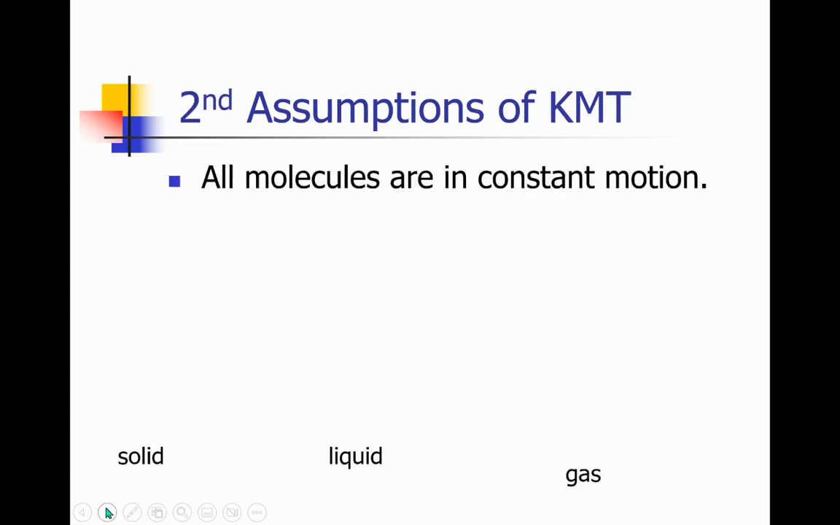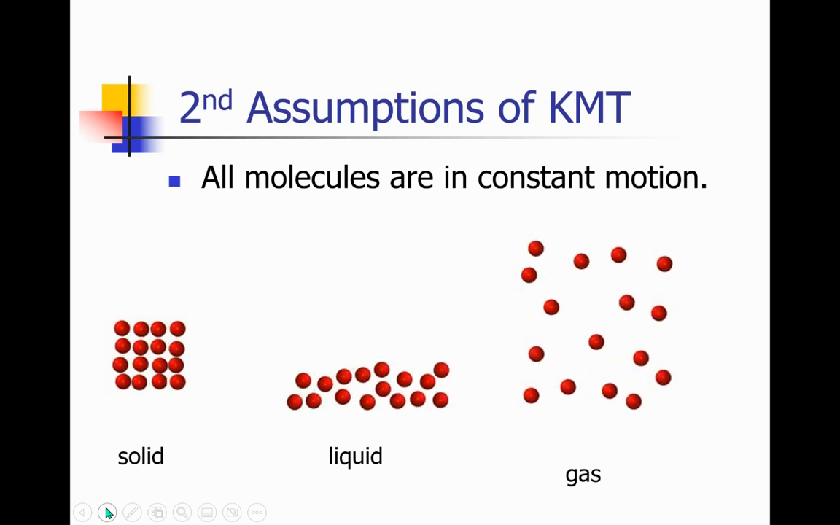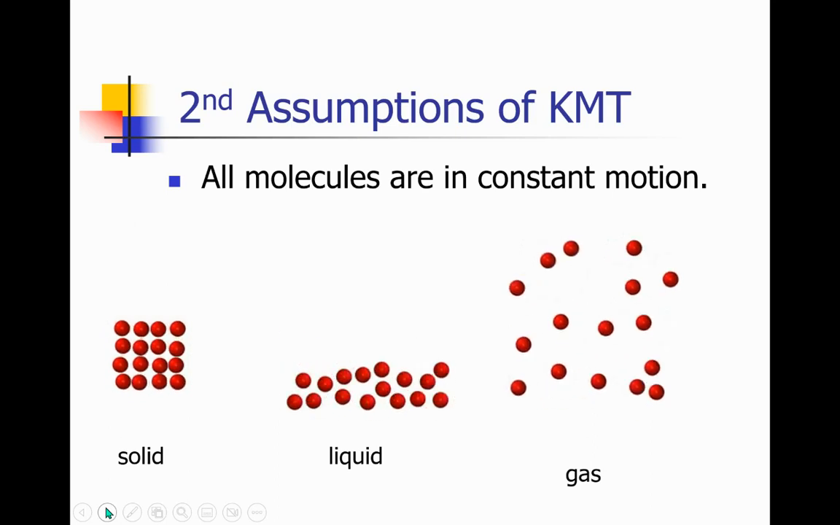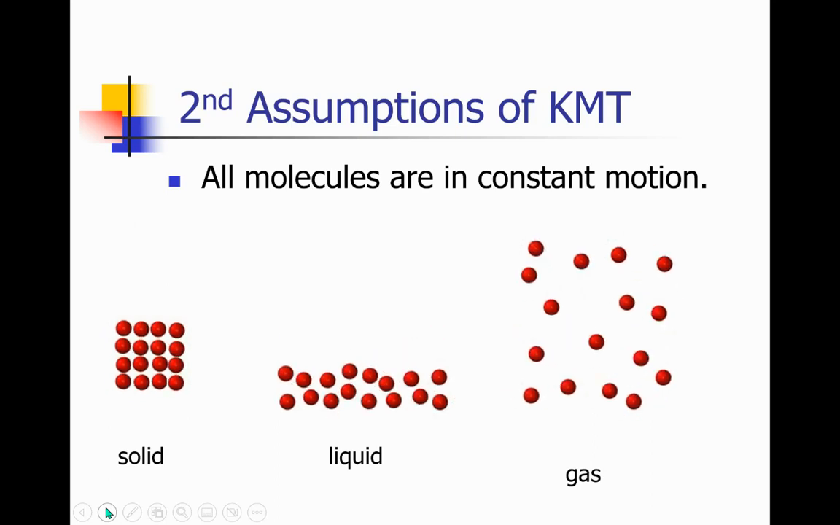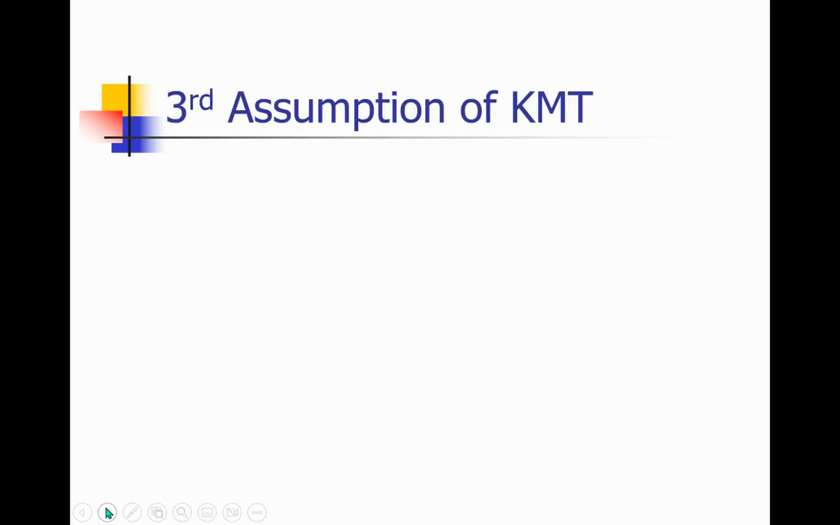Our second assumption of kinetic molecular theory is that all molecules are in constant motion. So you can see that solids will be moving in place. Liquids will fill their container to a level, but they will be able to flow past each other, whereas gases will fill their containers and they will be moving faster. So you can compare the relative speeds of the different particles based on their state of matter.